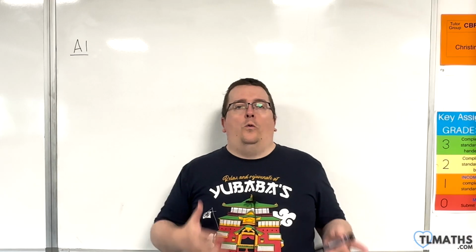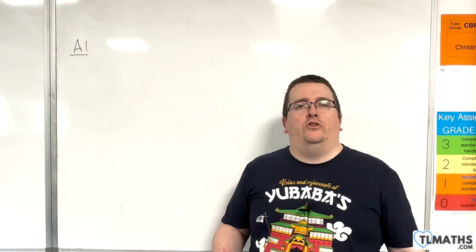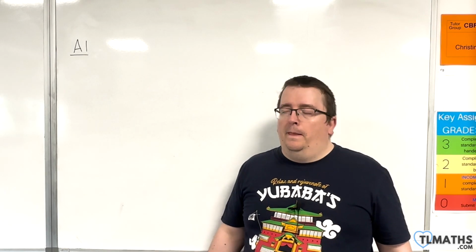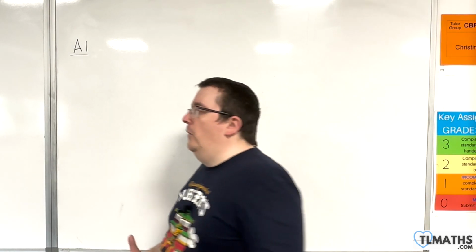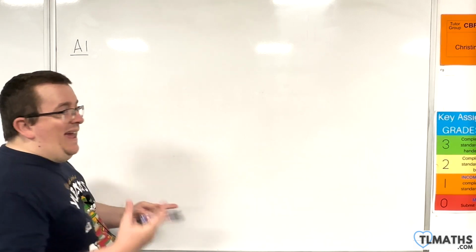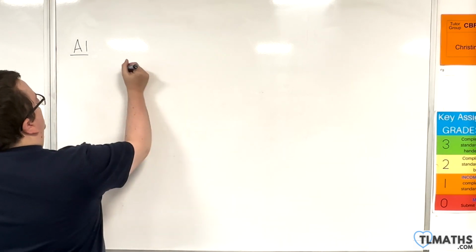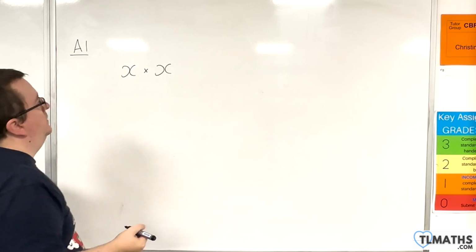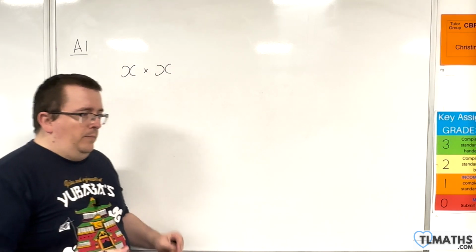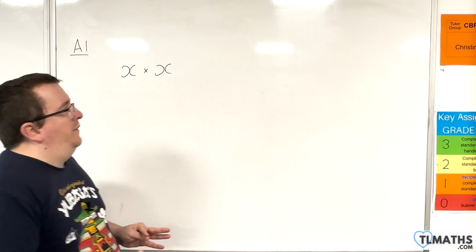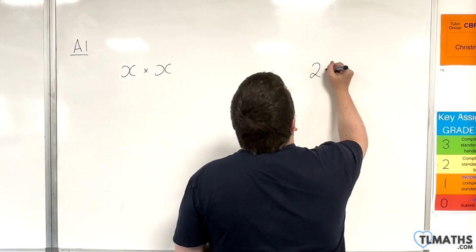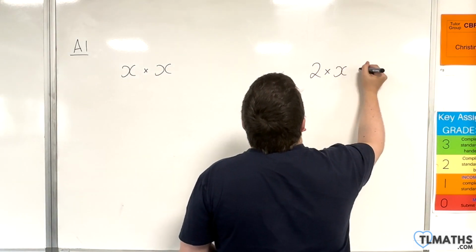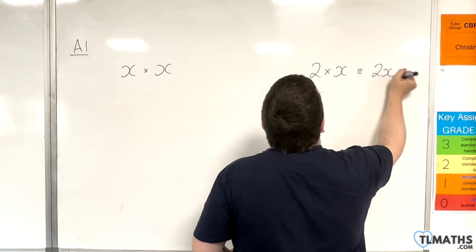So in this video, I want to introduce multiplying algebraic expressions together. So let's just start off with multiplying x by itself. So let's say I have x times x. Now, from what we've seen previously, we've seen that 2 times x is written as 2x.